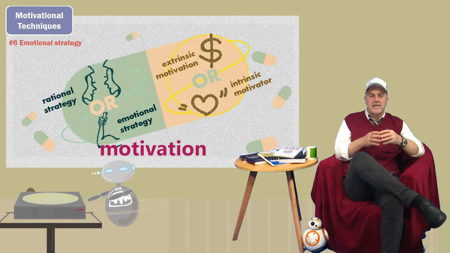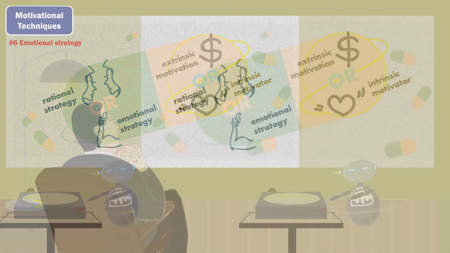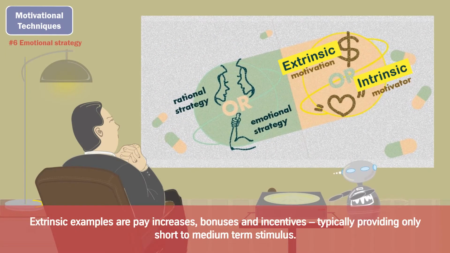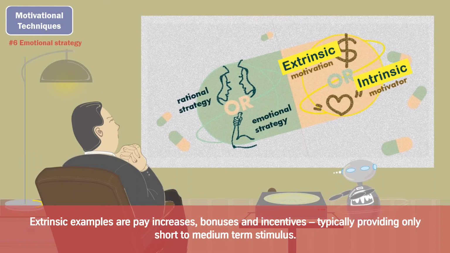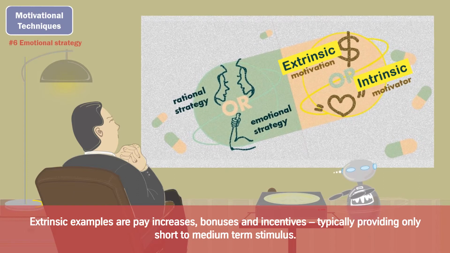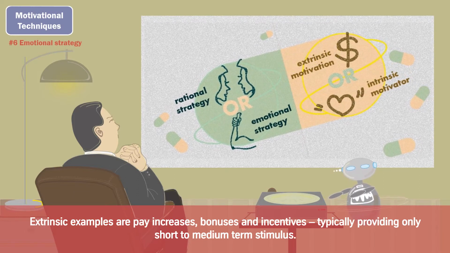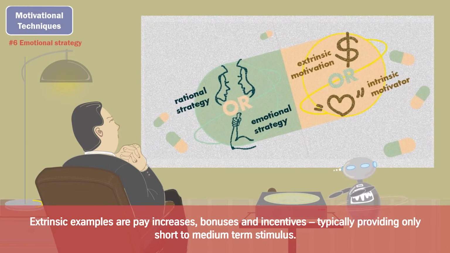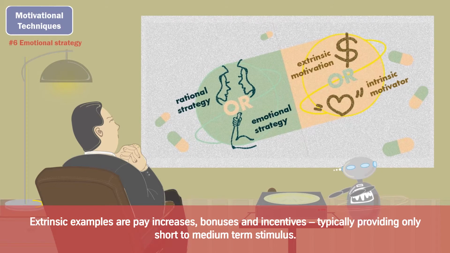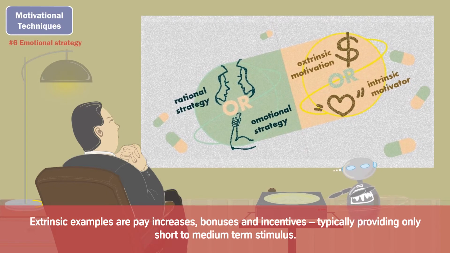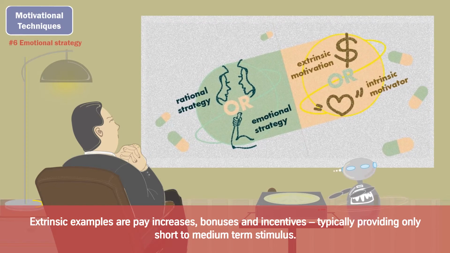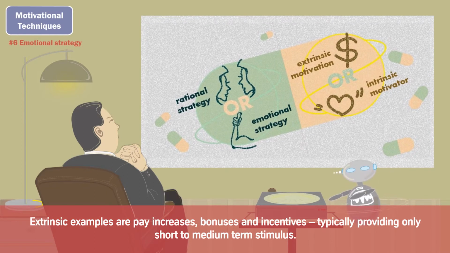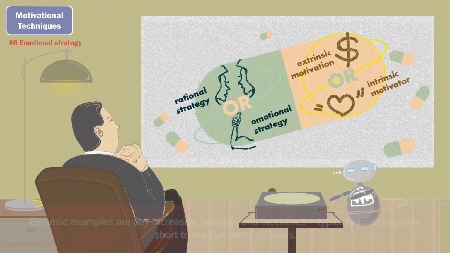Starting with the understanding of two words, extrinsic and intrinsic. Extrinsic meaning things such as incentives, pay increases or bonuses. Typically, these provide only a short to medium term stimulus for an individual. We often refer to this as the carrot used to derive an outcome, and whilst this is often important and necessary, it's not always possible, nor is it seen as a lasting solution.